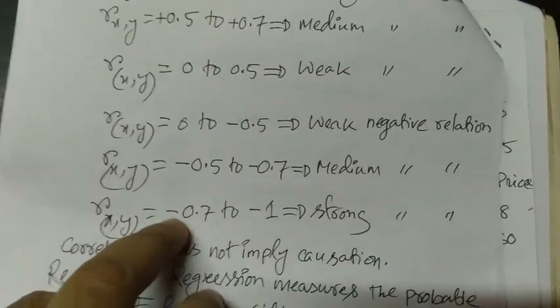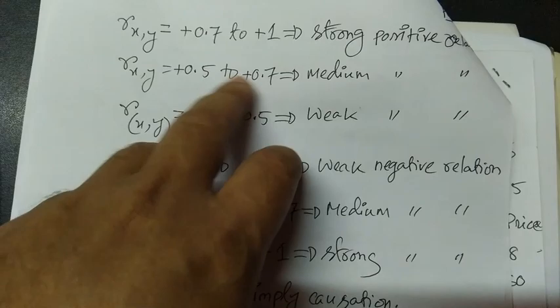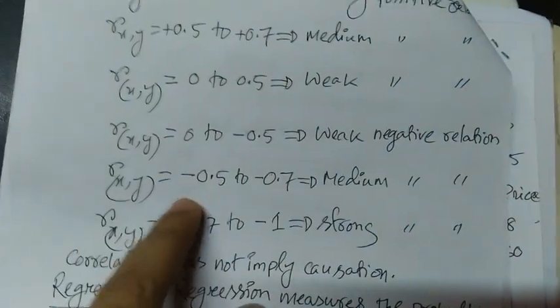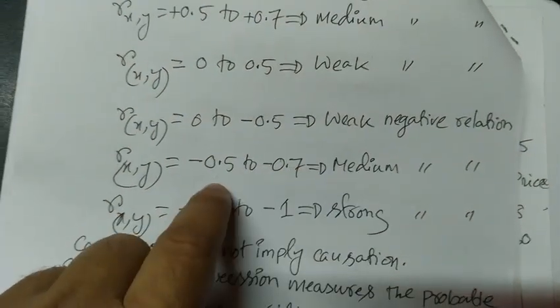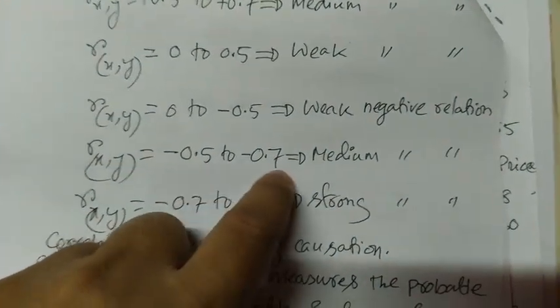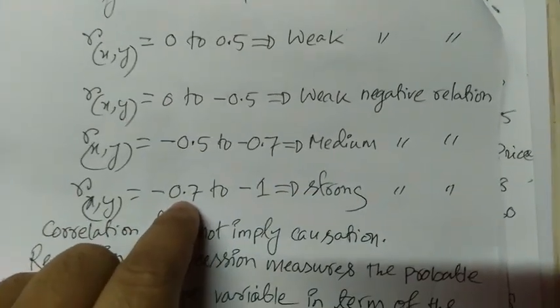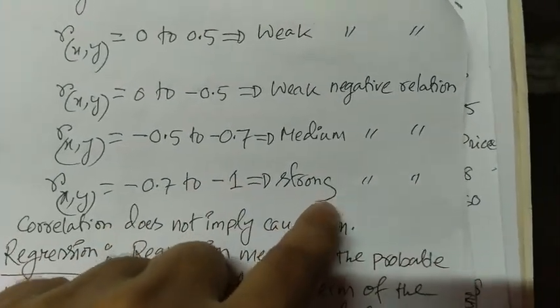That means from the positive sign you can understand positive relationship, and from the negative sign you can understand negative relationship. And if the values are between 0 to 0.5, we will say weak. If the values are between 0.5 to 0.7, we will say medium. If the values are between 0.7 to 1, we will say strong relationship.